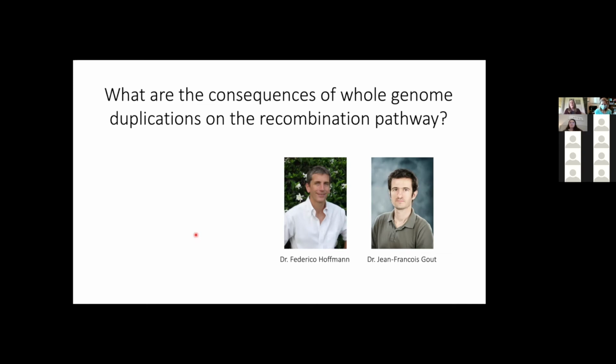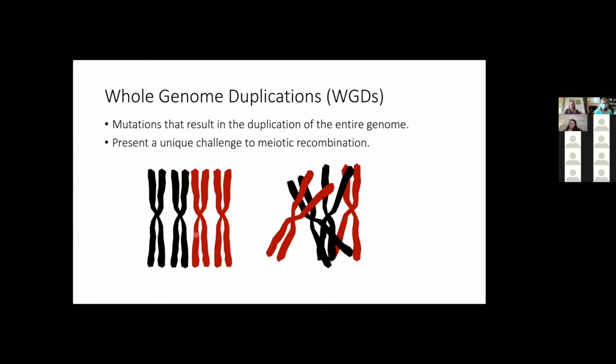And one of the questions that we wanted to look at is, what are the consequences of whole genome duplications on the recombination pathway? So why would we expect there to be some important interaction between whole genome duplications and recombination? So whole genome duplications are mutations that result in the duplication of the entire genome. And a consequence of that is that directly following whole genome duplications, instead of having 2 sets of homologous chromosomes, now you have 4 sets of nearly homologous chromosomes. And when we think about that cell and how it lines up and pairs these homologous chromosomes, it's going to immediately run into trouble, because it's not going to be clear during homology search and recombination whether this chromosome should be paired with this chromosome or this chromosome or this chromosome.